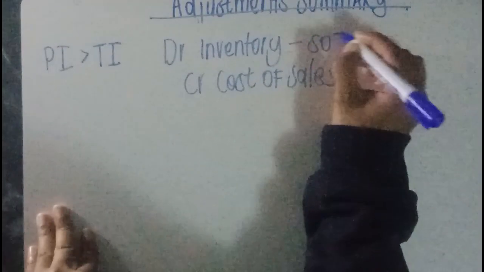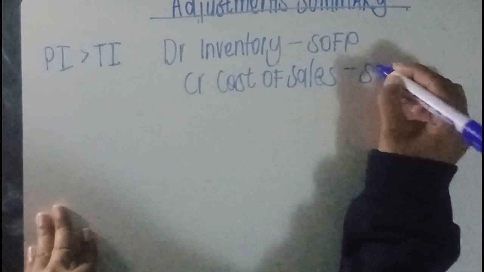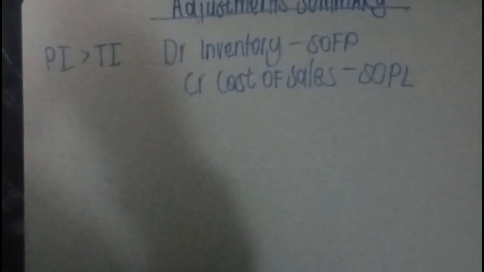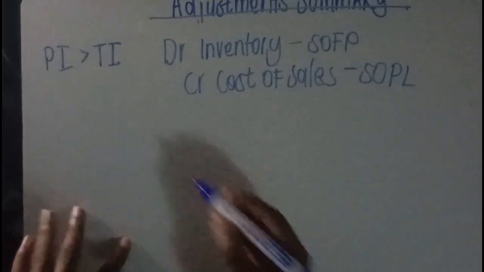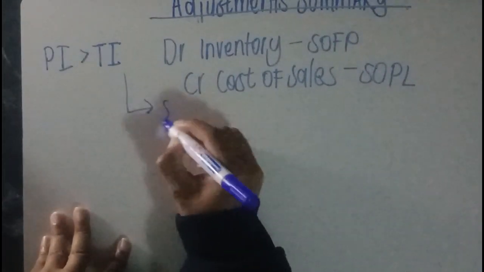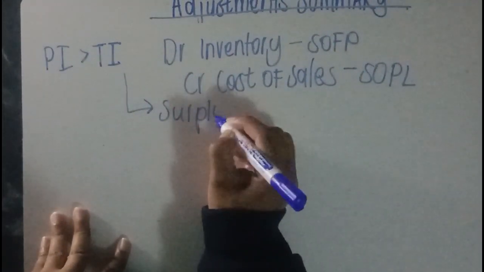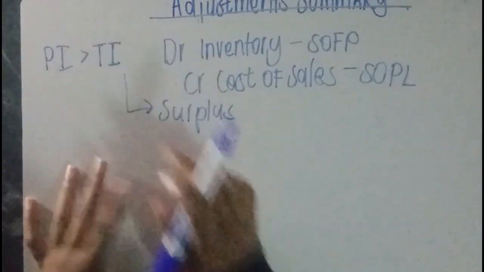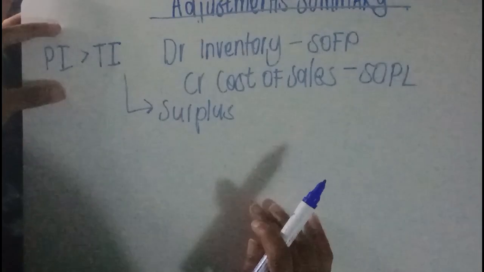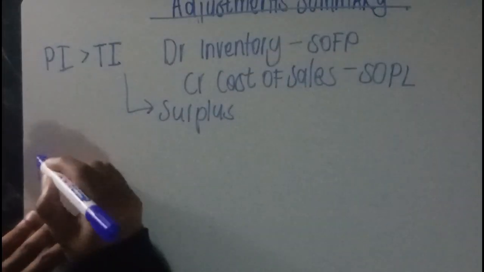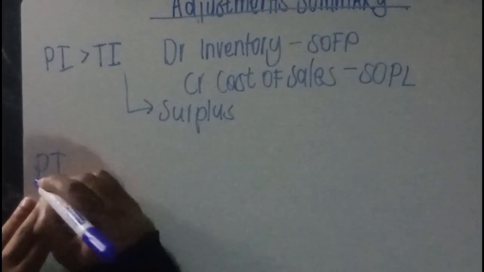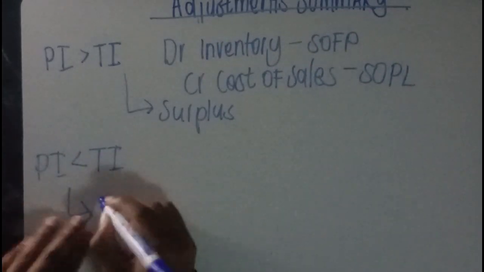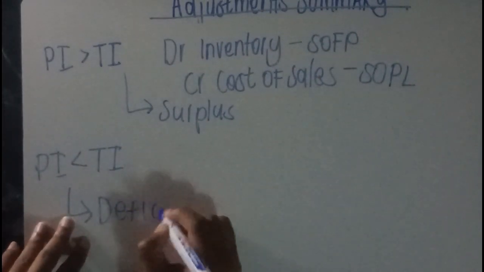Inventory will obviously be in the statement of financial position and the statement of profit and loss. All right, so in this case, this is obviously a surplus, because we counted, we thought we had this, and now we have something greater, meaning we're having a surplus. But if we're having a physical inventory less than theoretical inventory, meaning someone is stealing, it's a deficit.